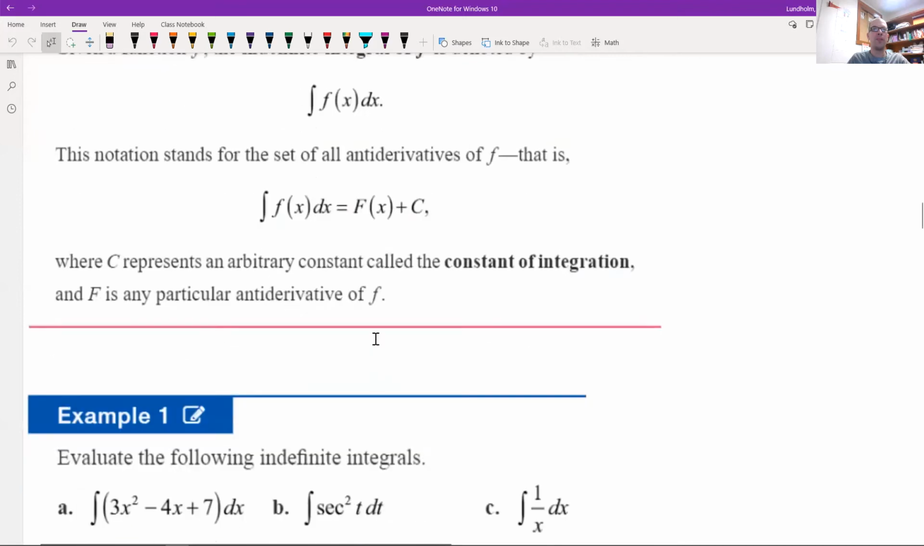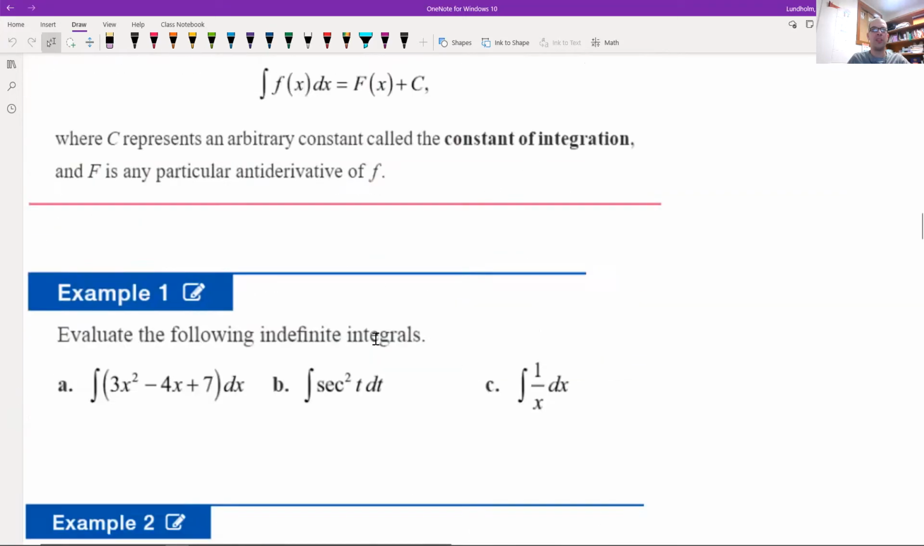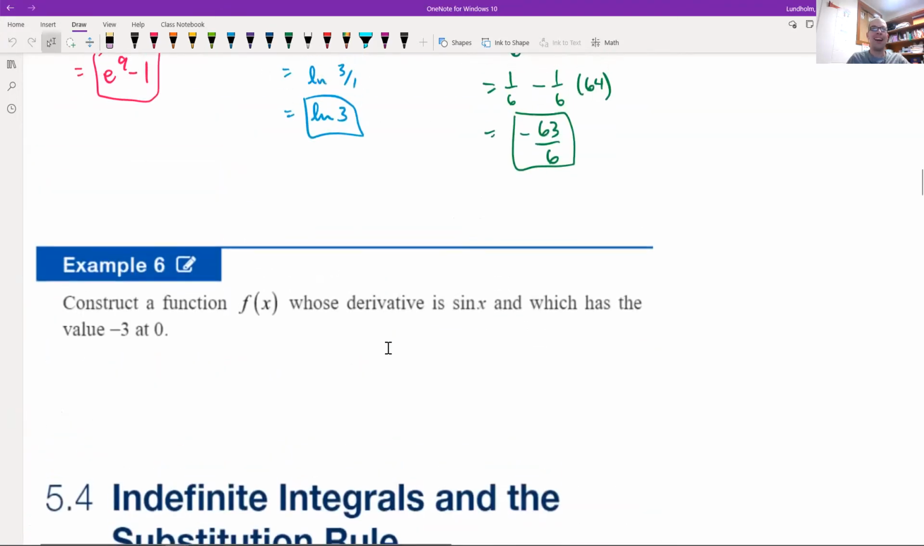We are almost done with what we need to do today. This one, constructing a function whose derivative is sine of x, which has the value -3 at 0. I feel like we've done a few of these, so we're going to do it really quick. F of x is the one that we don't know. F prime of x is the one that we do know. That one's sine of x. So we take an antiderivative, and we get negative cosine x plus c for some unknown constant.